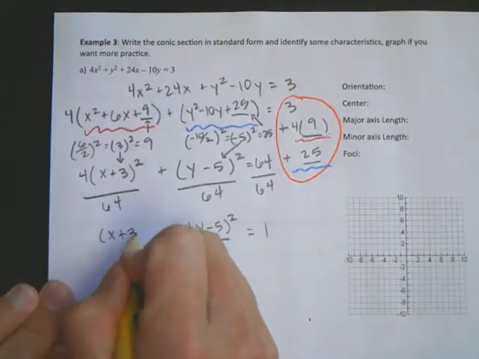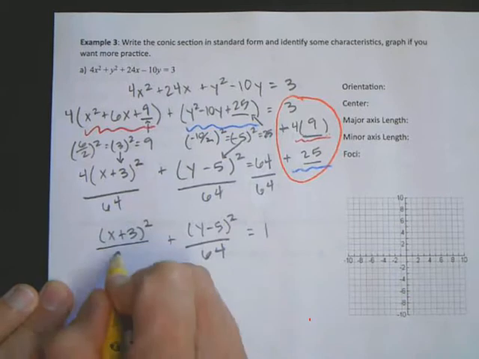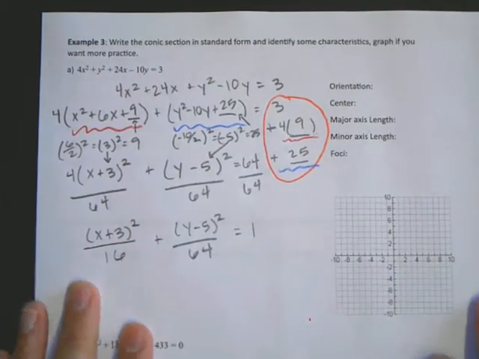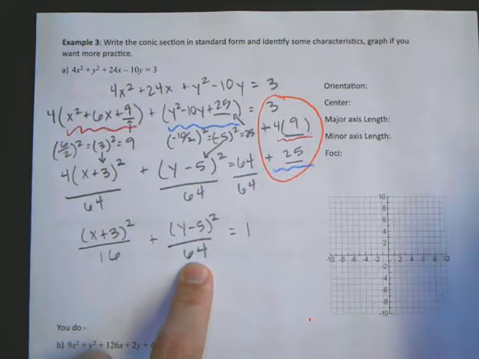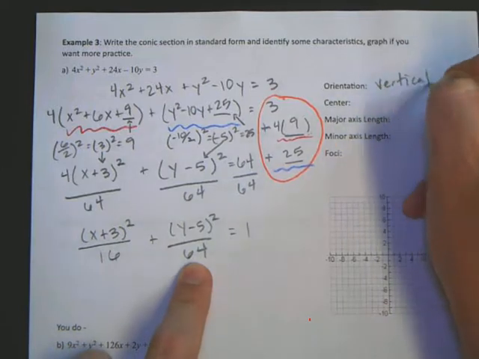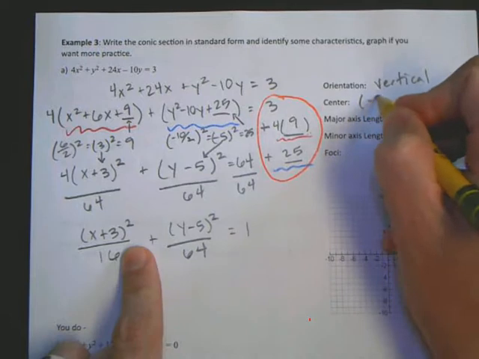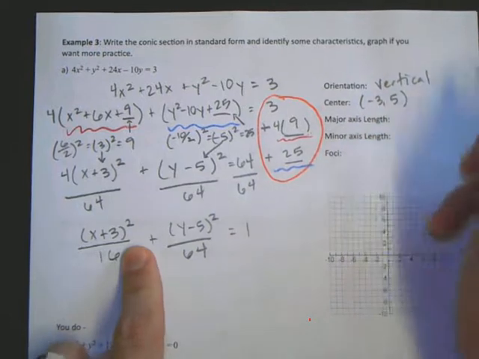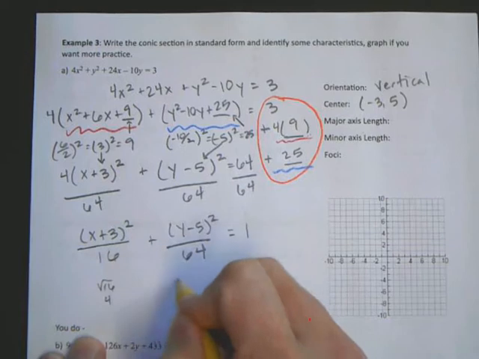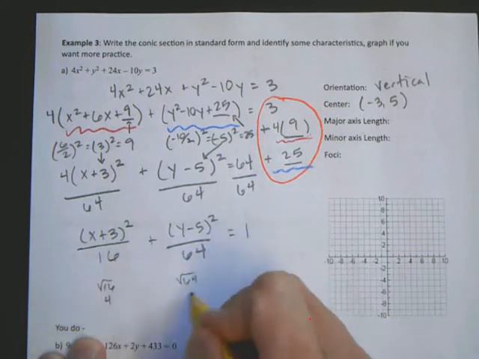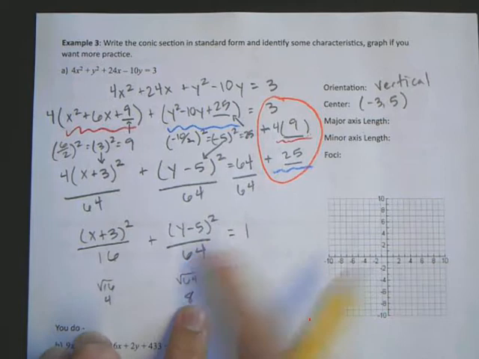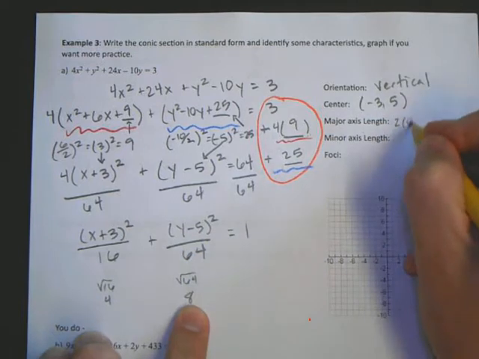Alright? Now we just go back to the old problem. The bigger number is under y, so that is a vertical ellipse. The center is at negative 3, 5. Our major axis length: square root of 16 is 4. Square root of 64 is 8. That's the bigger number, so that's our major axis. 2 times 8 is 16. The minor axis length, 2 times 4, is 8.